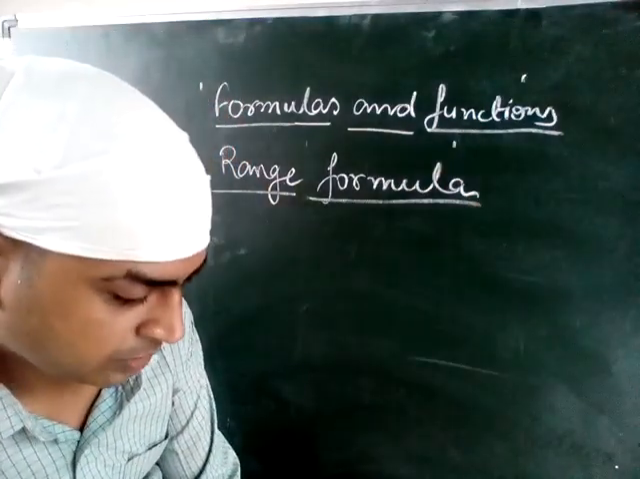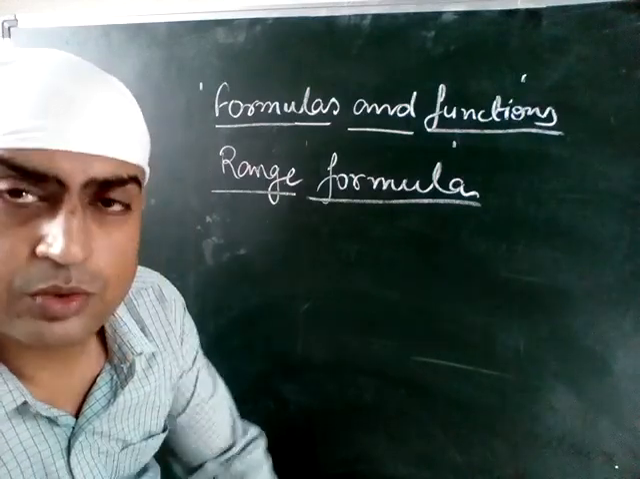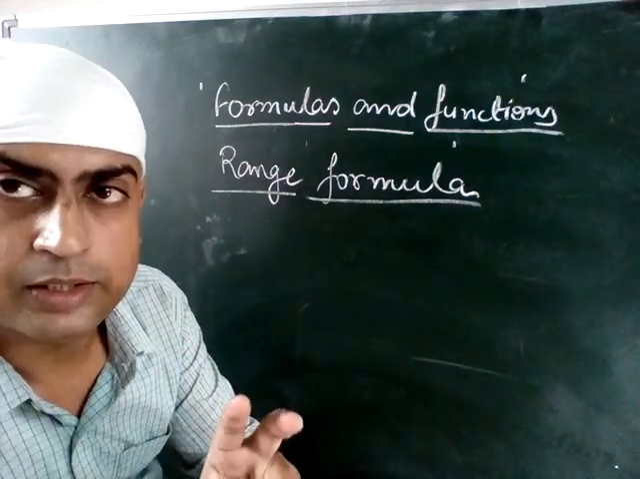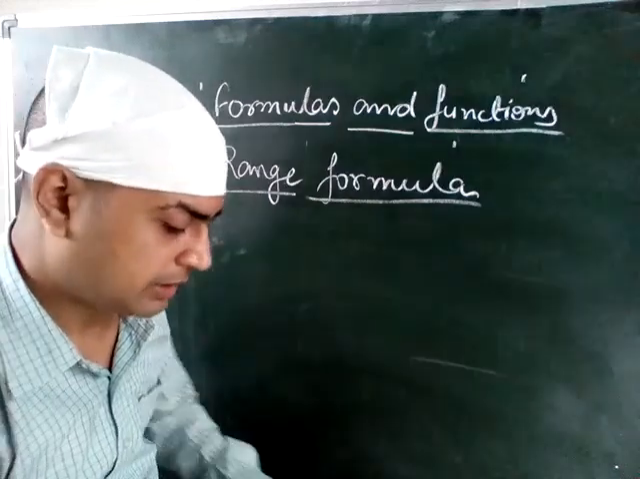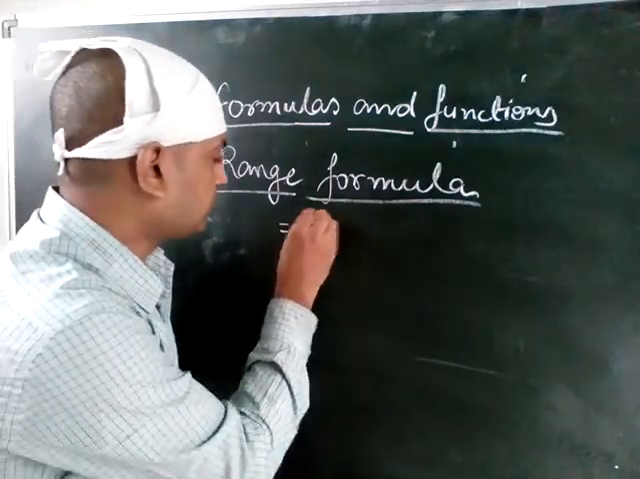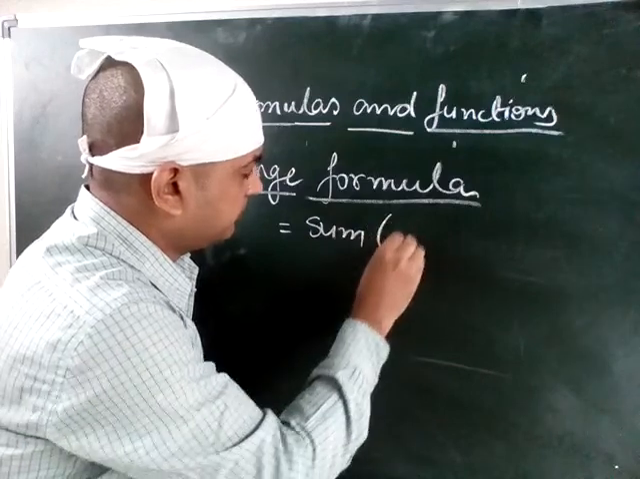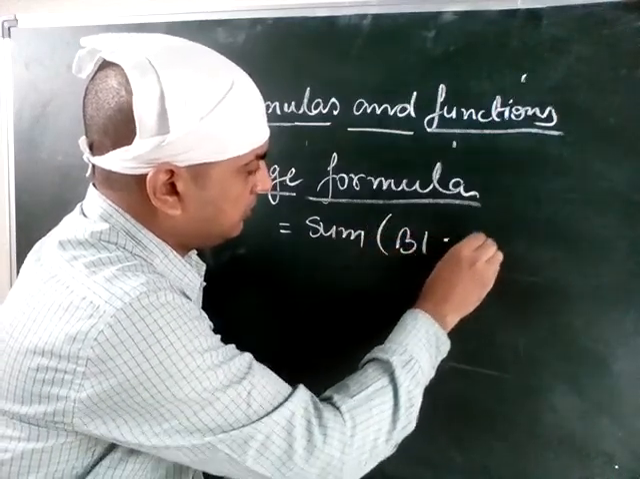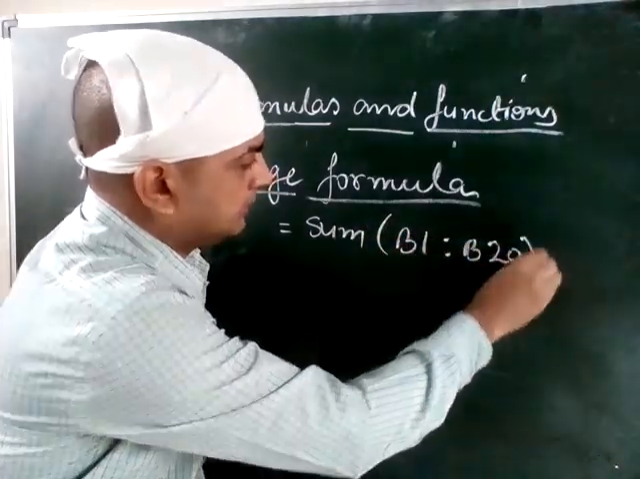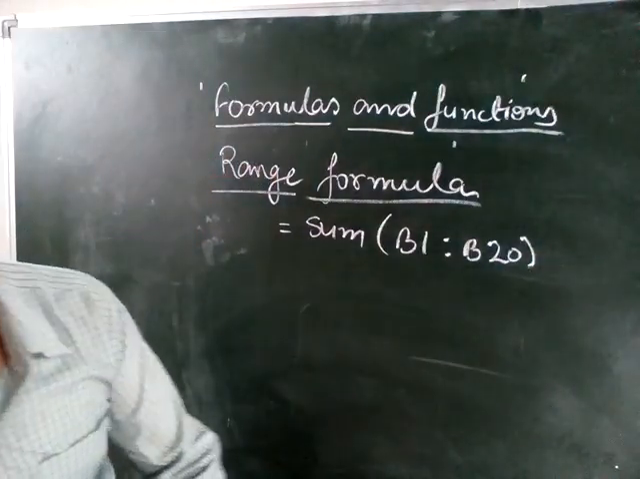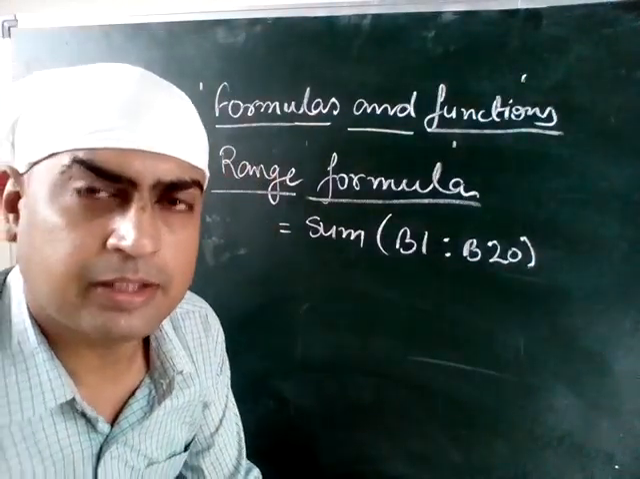Range formula. Now in this range formula we will use the colon symbol only. This is the difference. Now how we will write it? Is equal to sum B1 colon B20. We have written equal to sum B1 colon B20.